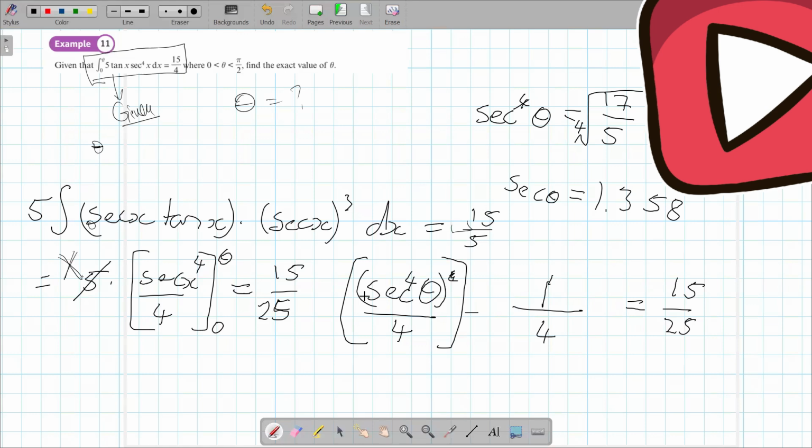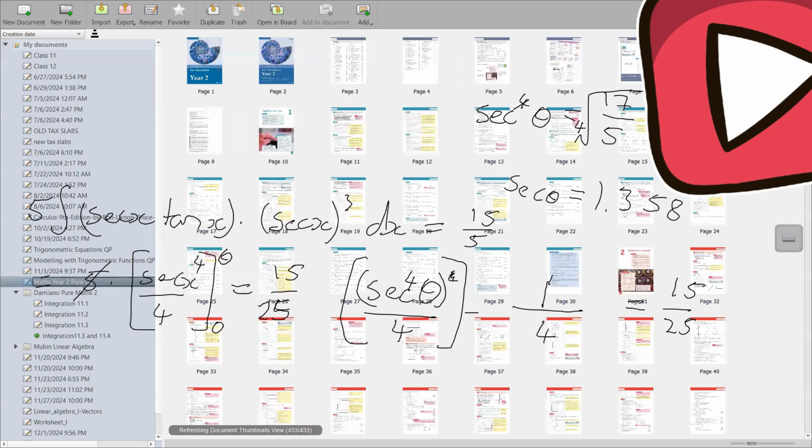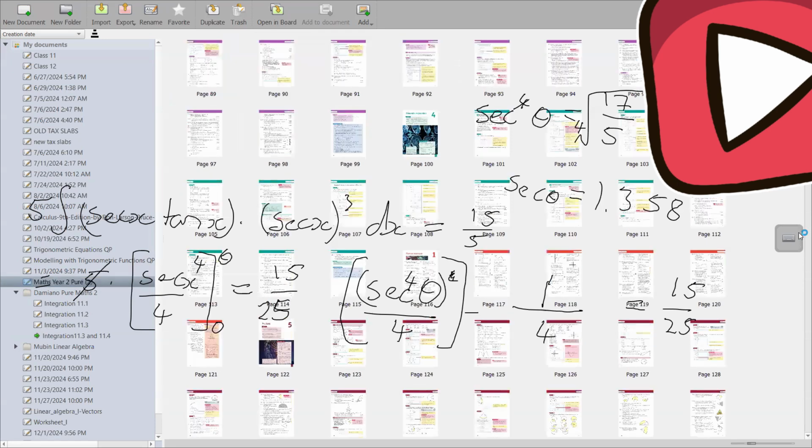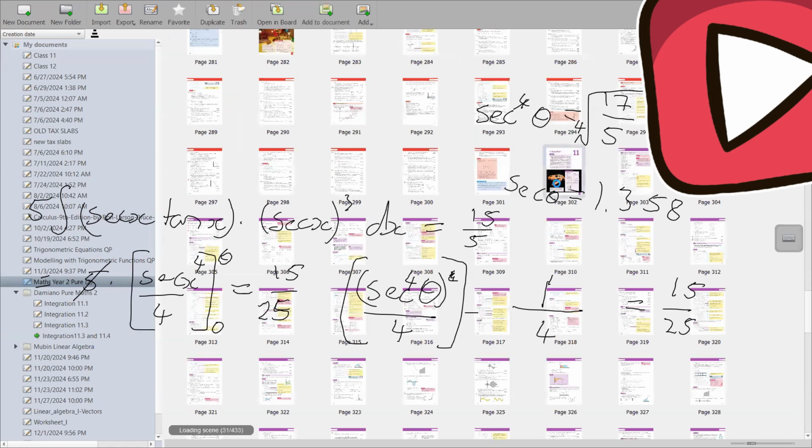Should I check it in the book? Yes, that is an example in the book. What section is it? 11.4. Okay.